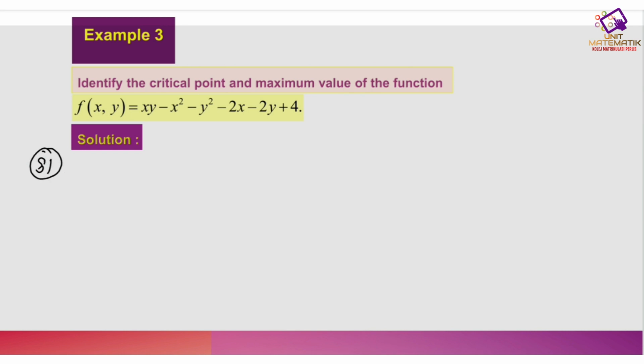Find the partial derivative with respect to x and with respect to y. f sub x: differentiate xy with respect to x is y, minus differentiate x squared is 2x, differentiate y squared is 0, differentiate negative 2x is negative 2, differentiate negative 2y is 0, and differentiate 4 is 0. Next, f sub y: x minus 2y minus 2. And step 2.